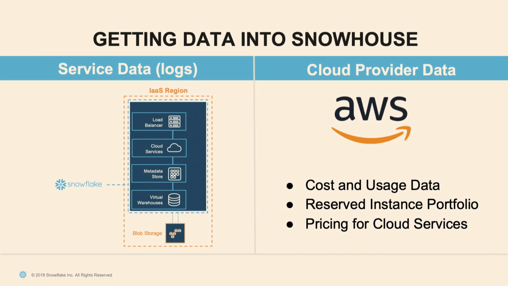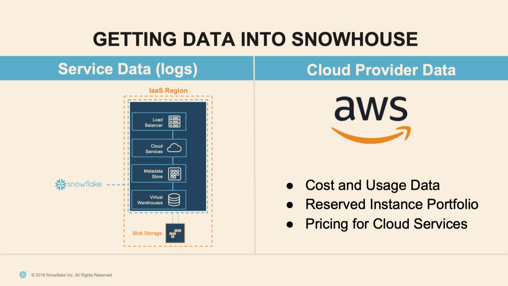Before we could get started on this problem, there were a couple of key data sets that we needed to actually ingest into Snowflake, into our internal data warehouse called Snowhouse, which is our internal implementation of Snowflake. And from the cloud provider side, there were three key data sets that we needed to ingest. The first was the cost and usage report, which contains hourly and instance level granularity of all of our cloud spend and usage for Amazon.